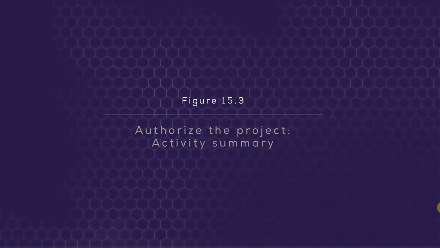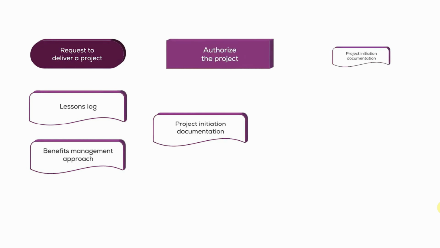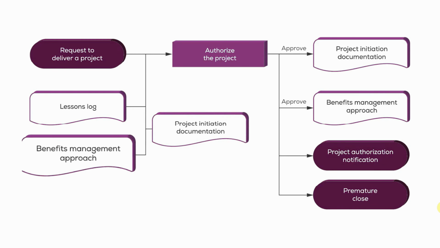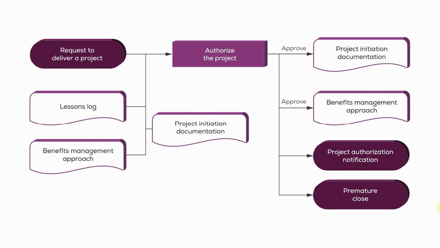The next activity is authorize the project. And here we are looking at figure 15.3 from the manual. That request to deliver a project is the request submitted to the board when the project manager has completed the initiating a project process. And we know that the primary outputs of the initiating a project process that require approval are the project initiation documentation and the benefits management approach. The project board will also need to review the lessons log to ensure that any lessons that had been sought and learnt have been incorporated into the management approaches, for example, that form part of the PID.